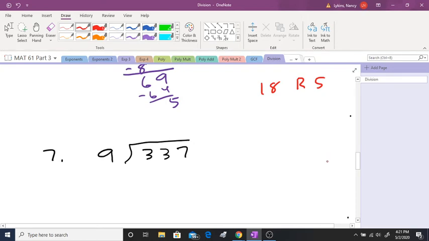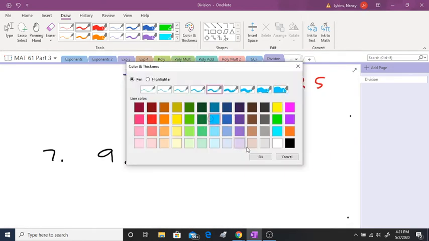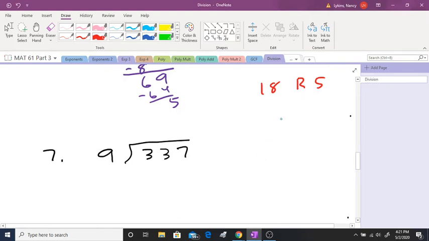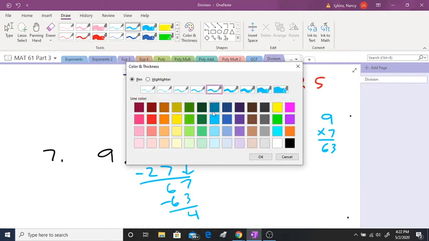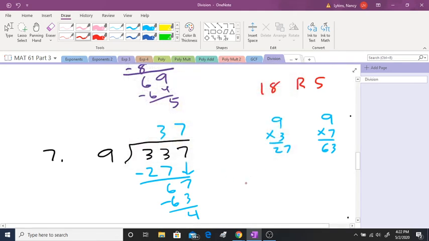Now, how many times does 9 go into 337? Well, I know 9 times 3 is 27, so I'm going to put a 3 here, 27, and subtract, and I get 67, because I'm going to bring down that 7 now. So how many times does 9 go into 67? Well, I know 9 times 7 is 63, so I'm going to put a 7 here, a 63, and subtract, and I get a 4. That is my remainder. So my answer is going to be 37 remainder of 4.